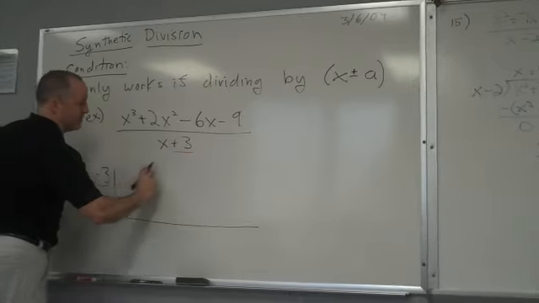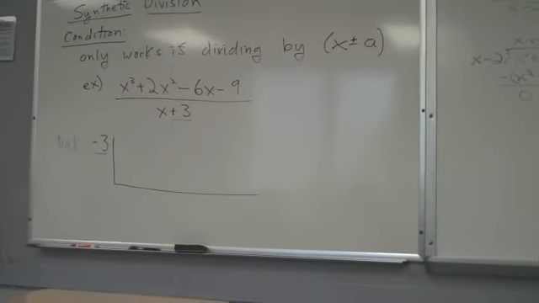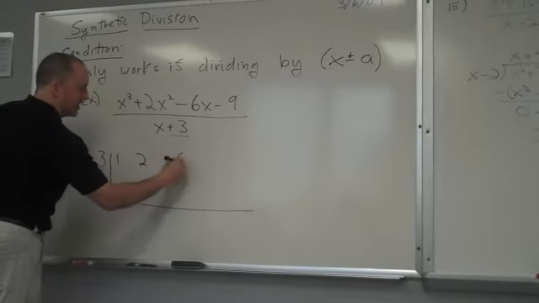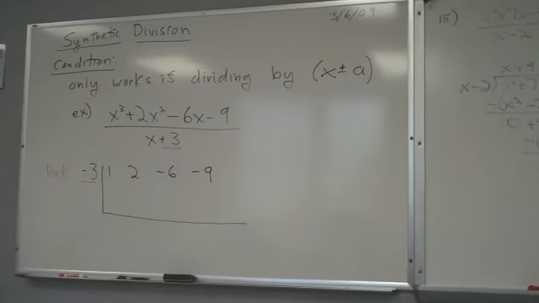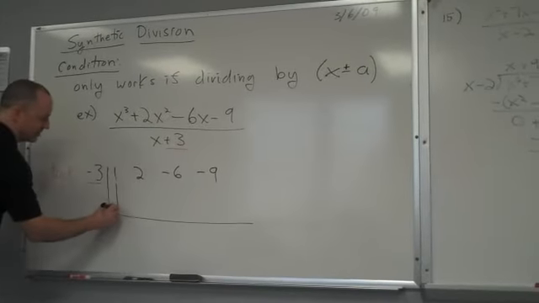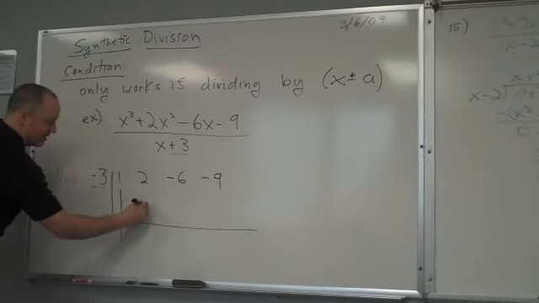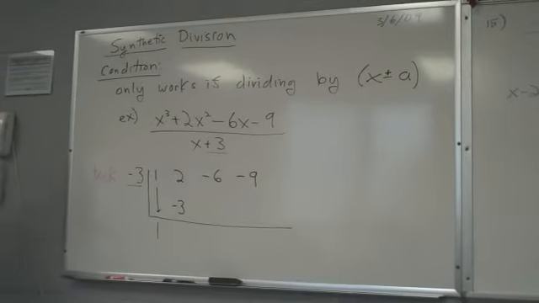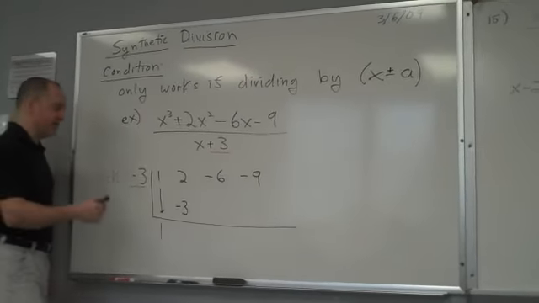Who remembers what I would put across the first row if I were doing synthetic substitution here? 1, negative 6, 1, 2, negative 6, negative 9. Excellent. Who remembers how this works from here? The 1 goes down. Excellent. Multiply the 1 by negative 3. Wait, that's it? It's exactly like synthetic substitution? Yeah, but I'll have to show you how to interpret the answer, because you don't get x's and x squared and stuff in your answer. So yeah, that works exactly.